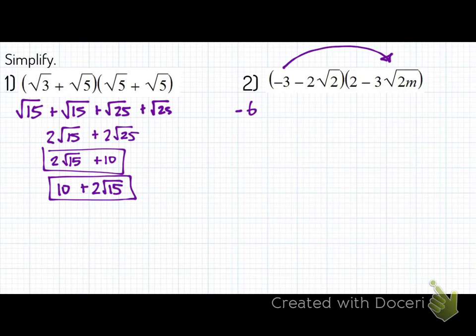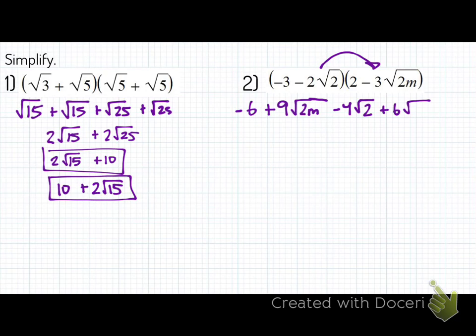Okay. Then we got negative 3 times negative 3 rad 2m is positive 9 rad 2m. Okay. And then we continue on. Now we're going to take the second term. We're going to do negative 2 rad 2 times positive 2 is negative 4 rad 2. Okay? And then we got negative 2 rad 2 times negative 3 rad 2m. Well, we know negative 2 times negative 3 is positive 6. And then rad 2 times rad 2m is rad 4m.